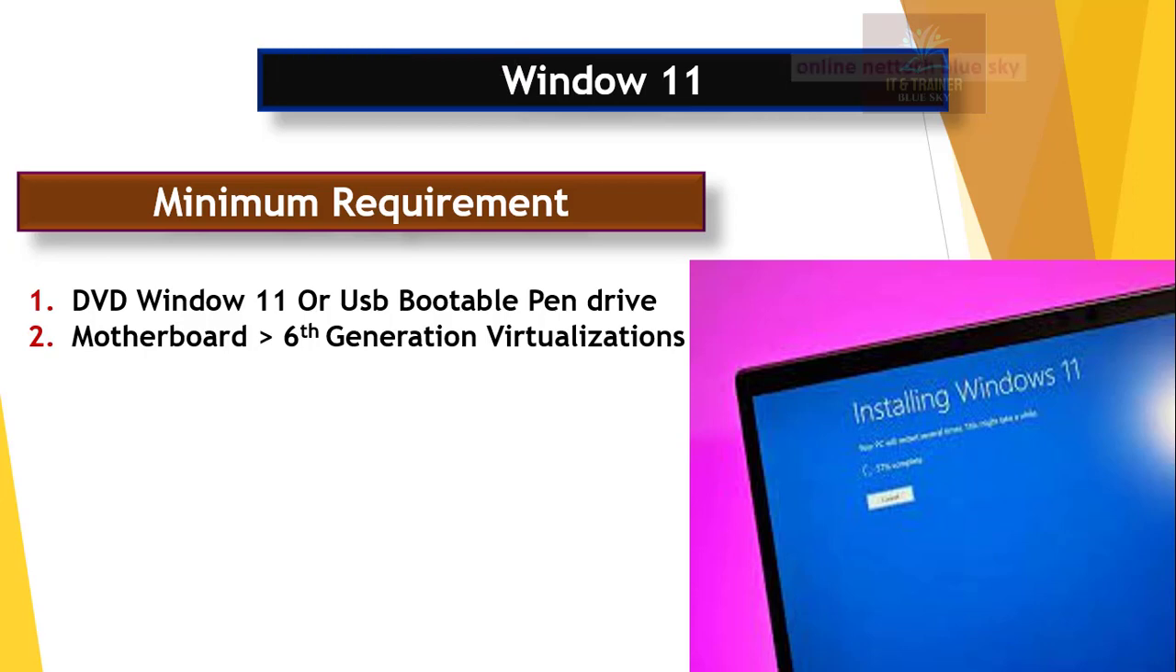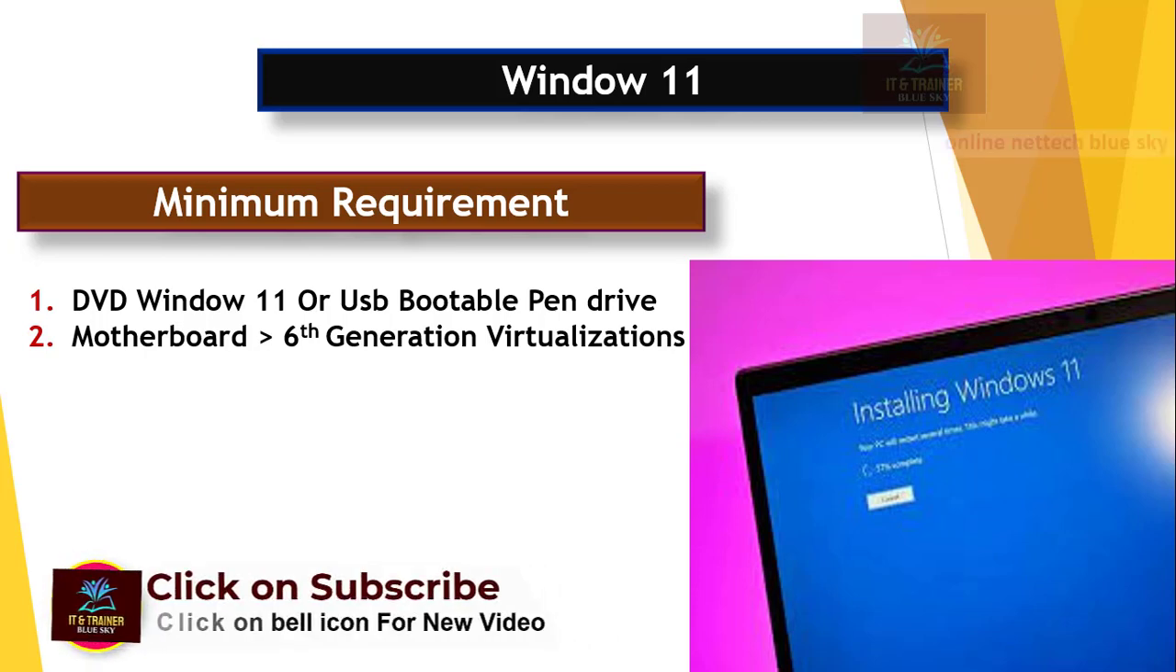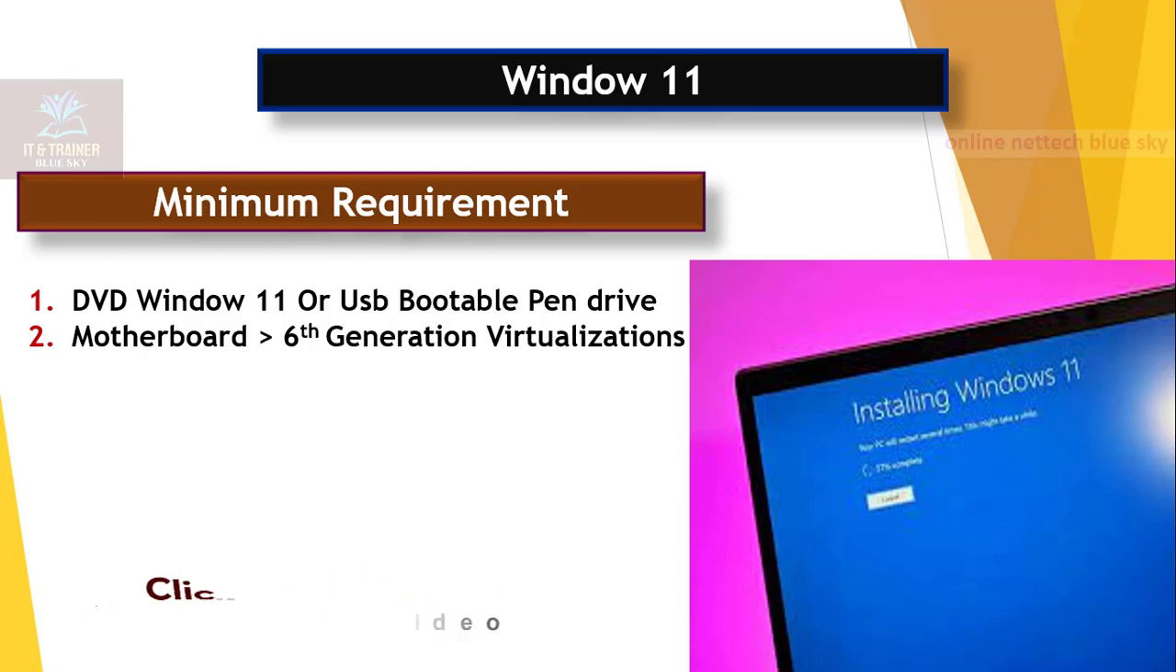Why a 6th generation motherboard with a virtualization system? Because Windows 11 has some advanced settings and features, and these features require a minimum of a virtualization system turned on in your BIOS. So what is BIOS? BIOS is where all the hardware-related settings are turned on and off, including the virtualization system. How to start your virtualization system, I will show you in Windows 8. So a 6th generation motherboard with virtualization is very important, otherwise you cannot start the Windows installation.